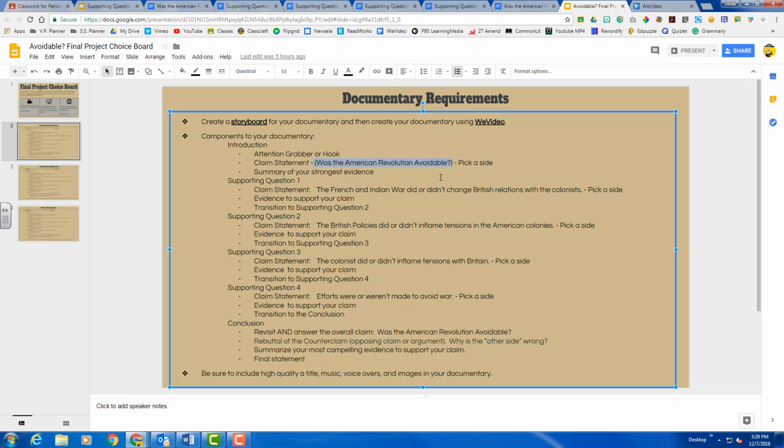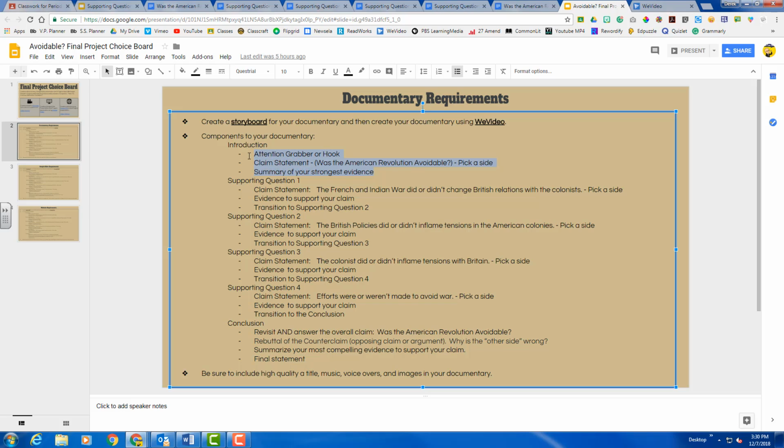Okay? And once you've picked that side, you want to provide the evidence that's going to support that side. After you get done with that, in your introduction, it's almost like you're writing an introductory paragraph here. You have a hook, claim statement, and then you want to provide some of your strongest evidence, not in complete detail, but just an overall, what is your important evidence that's going to prove that this revolution was avoidable or was not avoidable? It's up to you to decide that part.